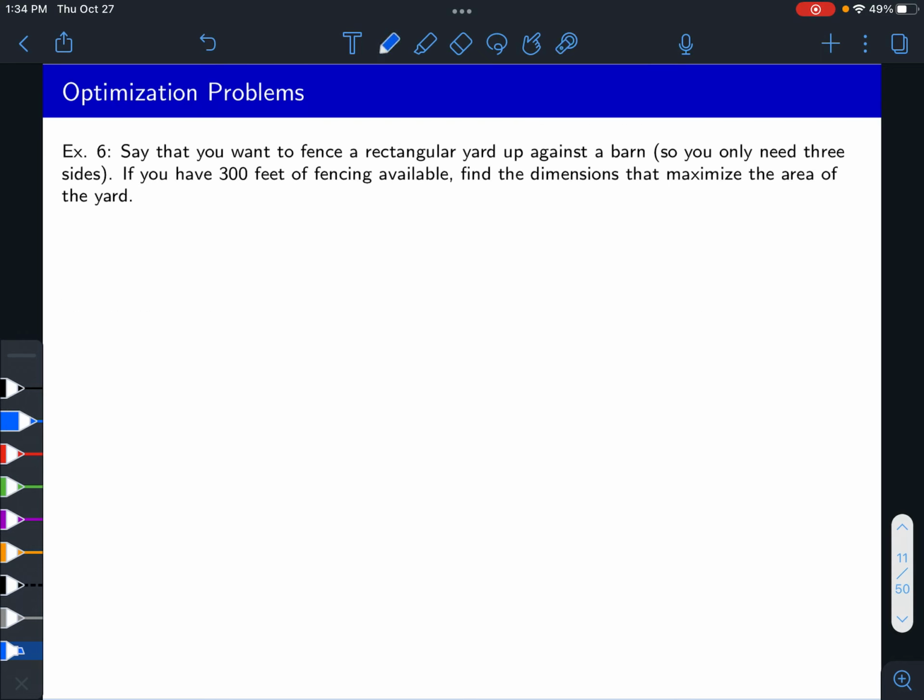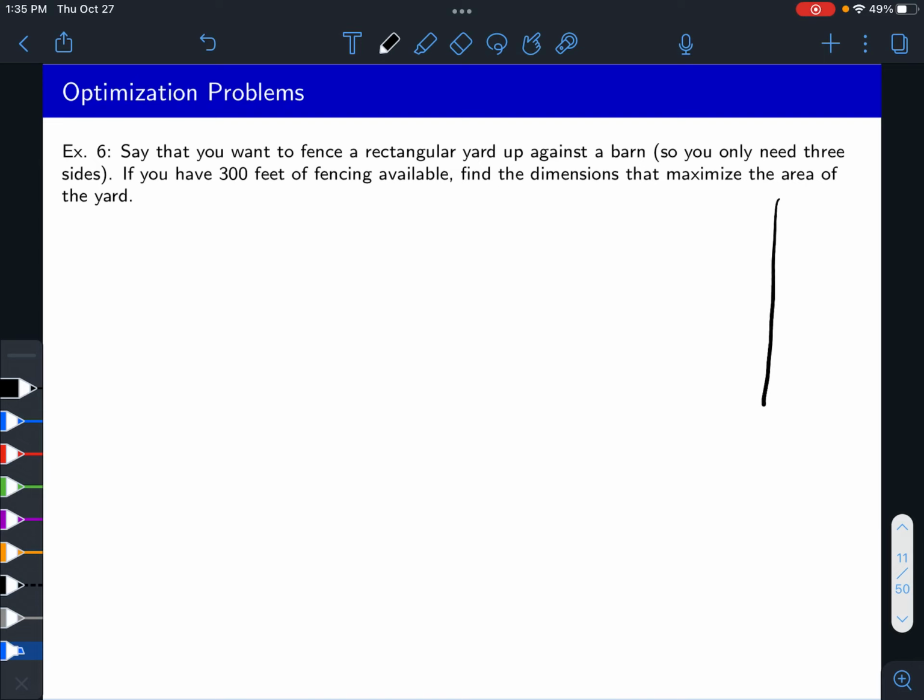Great. All right, last problem for this section. Let's say that you want to fence a rectangular yard up against a barn. If you have 300 feet of fencing available, find the dimensions that maximize the area of the yard. So I'm going to set up the picture and then I'll let you try it. So it's being set up against a barn, so we only need 3 of the sides.